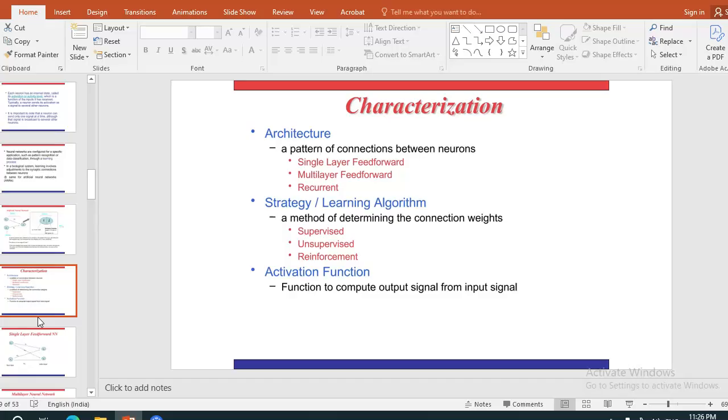So these are the different characteristics of the artificial neural network. First, different types of networks: single layer network, multi-layer network, and recurrent networks. Based on the learning algorithm, we can classify them as supervised learning, unsupervised learning, and reinforcement learning. Then next is the activation function. It is used to introduce non-linearity as well as to compute the output signal from the input signal. The activation function is very important.